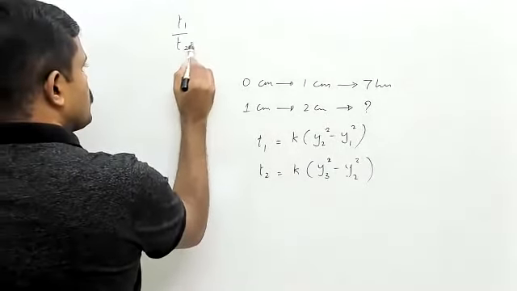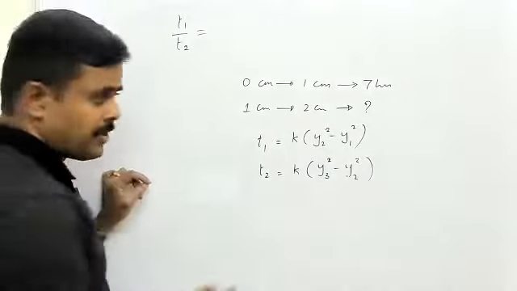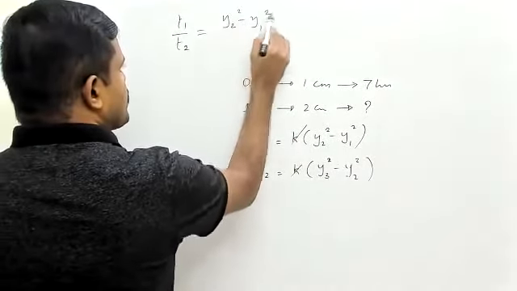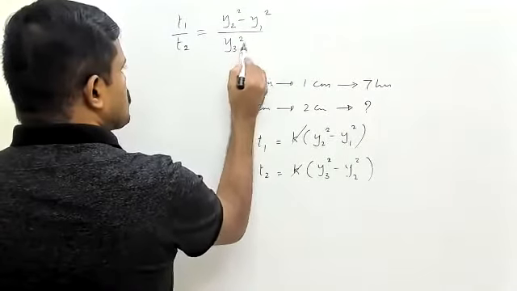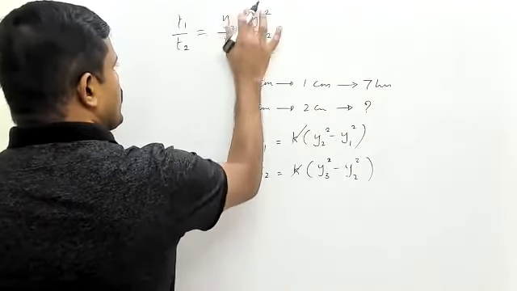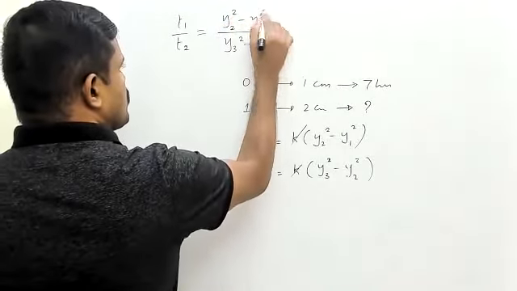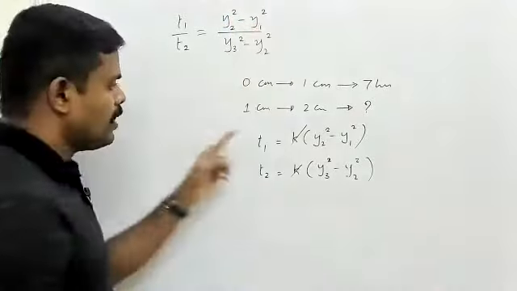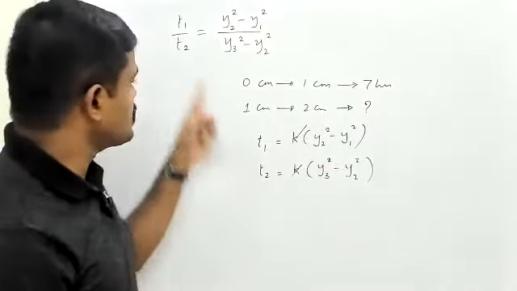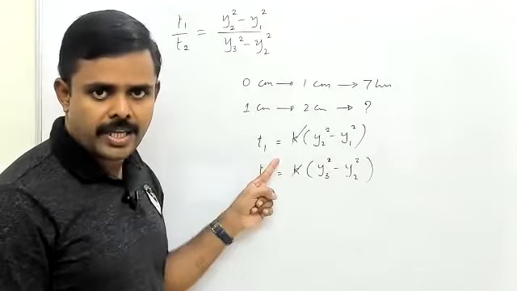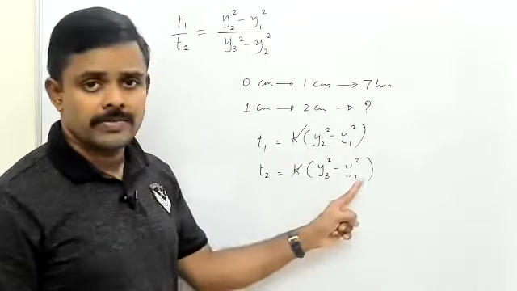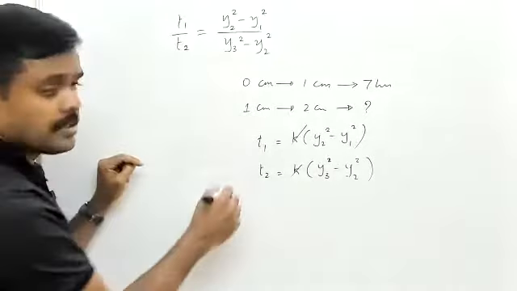T1 by T2. Previous question. If you take the ratio, K's are getting cut: Y2 square minus Y1 square by Y3 square minus Y2 square. Do you remember this equation? I wrote this earlier. Hope you remember. Time taken to grow from Y1 to Y2 is T1, Y2 to Y3 is T2. So these are the equations. T1 is equal to K into Y2 square minus Y1 square, T2 is equal to K into Y3 square minus Y2 square. Then you divide, you're getting this.